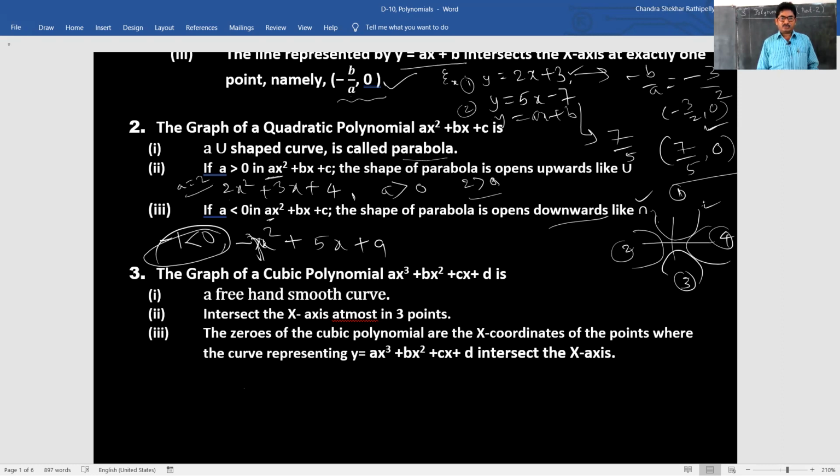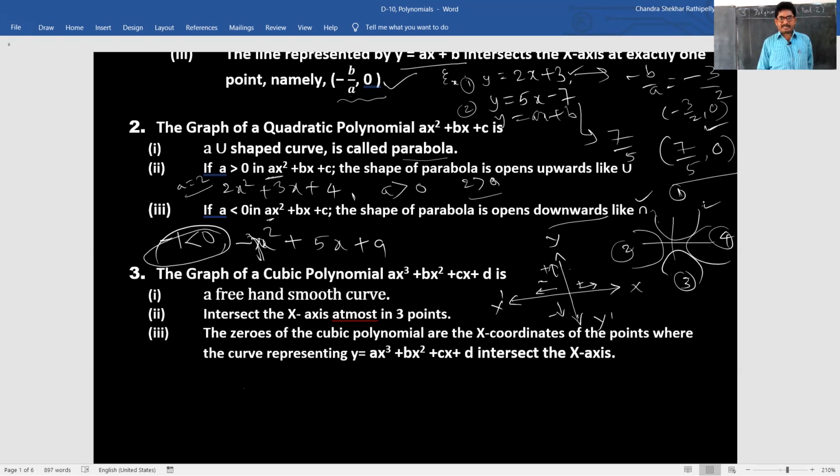Next, the graph of a cubic polynomial ax cube plus bx square plus cx plus d is a free and smooth curve. It intersects the x-axis at most in 3 points. So this is the x-axis, x dash, y-axis, y dash. This is the positive side and this is the negative side.